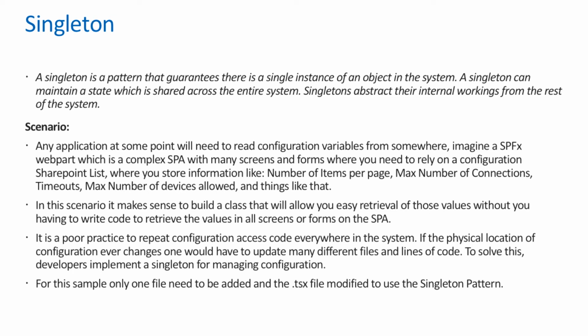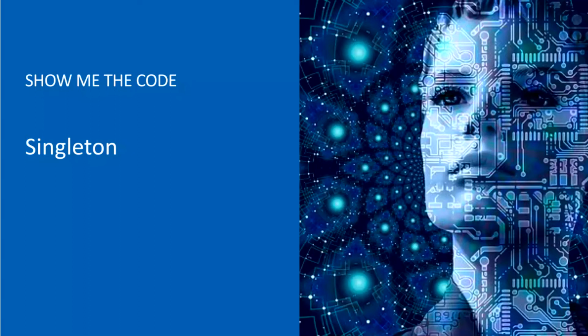The easiest way to show the singleton is to imagine an application where you need to use configuration properties, something like the number of items per page or the timeout for a REST API call, and you need to use those settings from different web parts. You don't want to instantiate the configuration manager object every time. You want to use only one instance. So that's what I'm going to show you next.